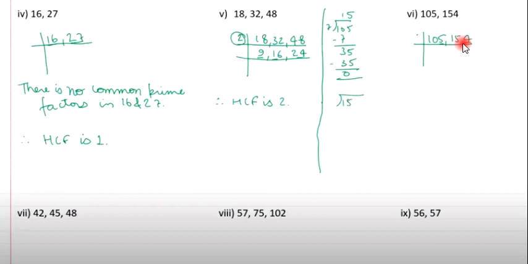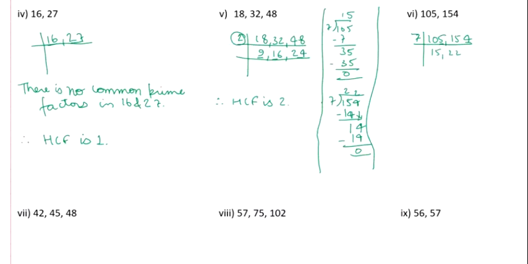Further, you divide 154 by 7, you will have 7 twos are 14, remainder 1, again 7 twos are 14. So that is how you write 7 15s are 105 and 7 22s are 154. Now 15 and 22 are such numbers that you cannot find a common divisor. So you have HCF as 7 here.